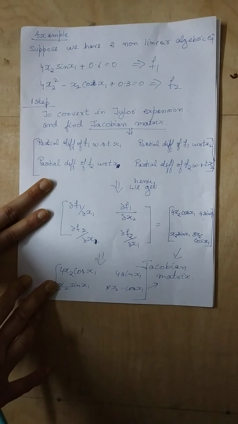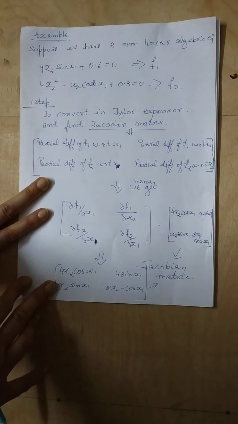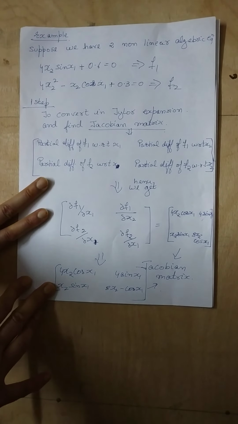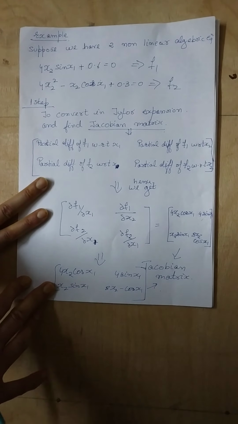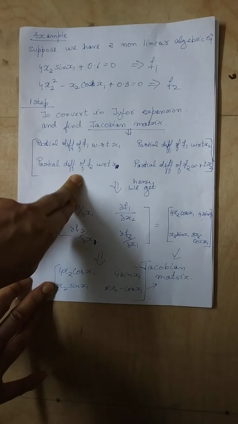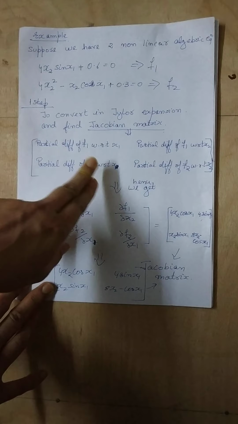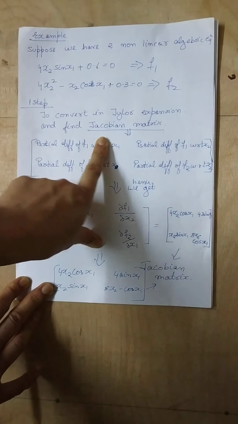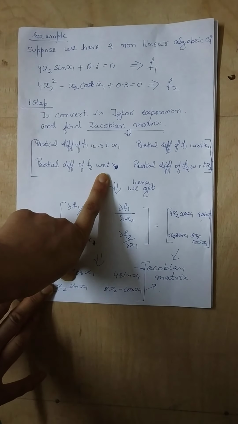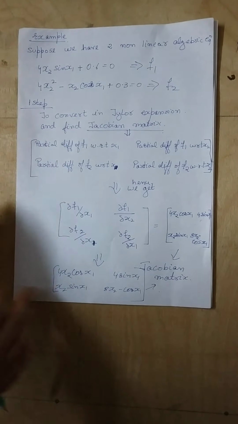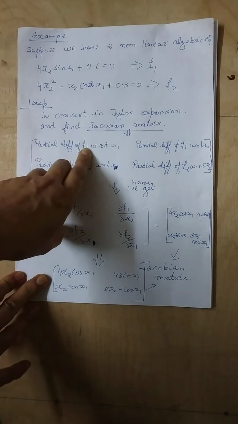I will also make you understand how to examine what will be the size of the Jacobian matrix. It is a very common question in exams. Okay, we'll do it further. Before that, let's learn how to make a Jacobian matrix. So the Jacobian matrix is a partial differentiation matrix in which we differentiate our equations with respect to each variable.